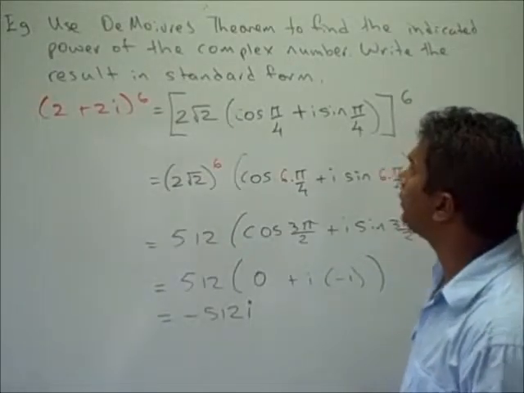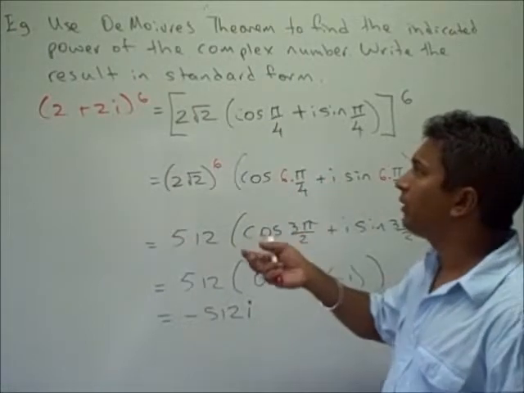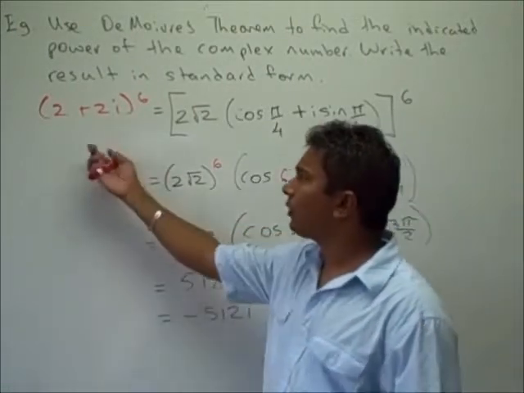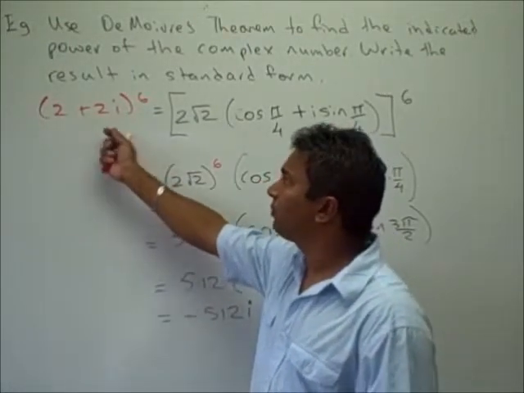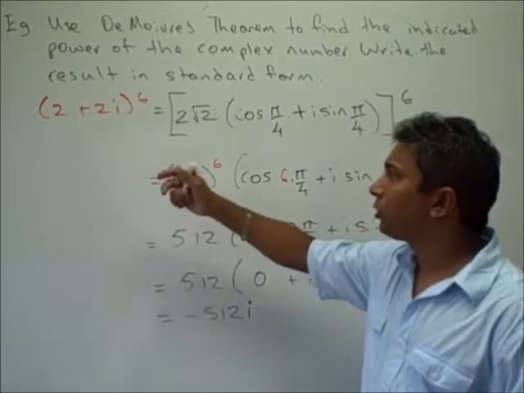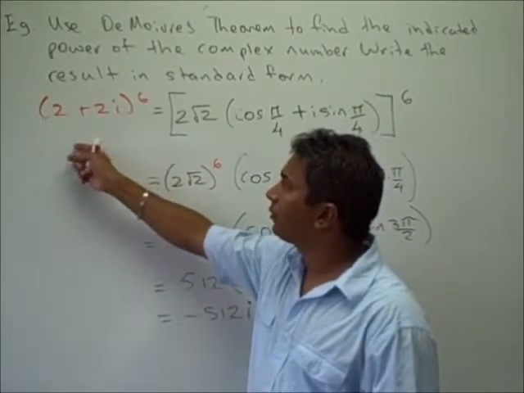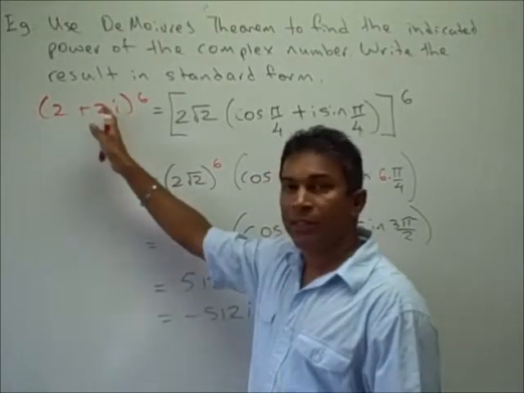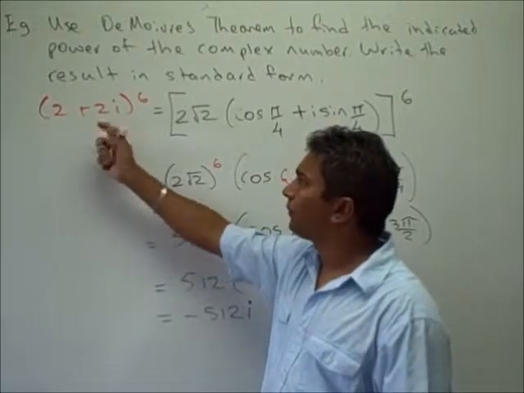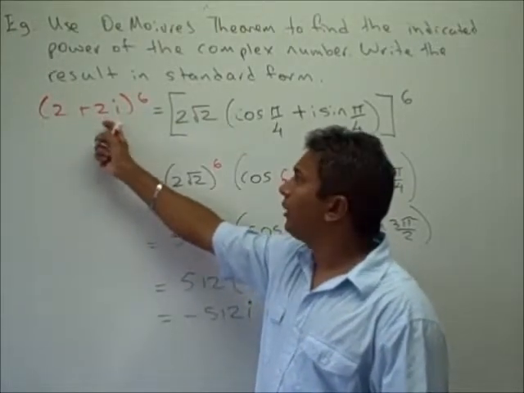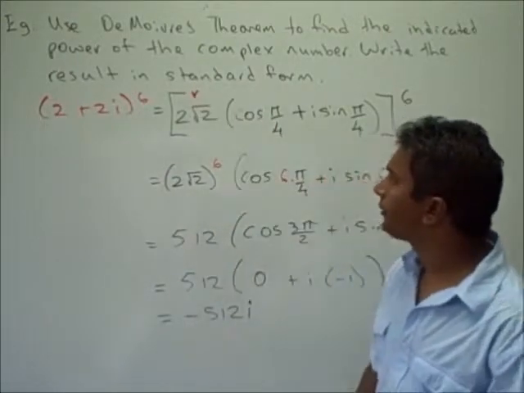Here we have an example of using De Moivre's theorem to raise a complex number to an exponent or to a power. Our complex number is 2 plus 2i, and we're going to raise this to the 6th power. Since it's not in its trigonometric form, we first need to do that. So we need to find r. We know r is the square root of a squared plus b squared, so that's 2 squared, which is 4, plus 4, which gives us 8, and the square root of 8, if we simplify this, is 2 radical 2. So here we have our r.